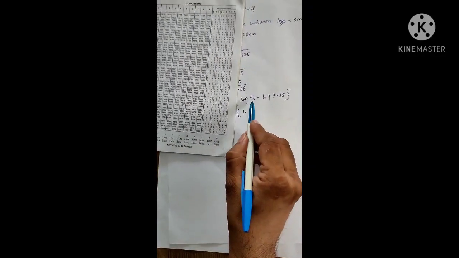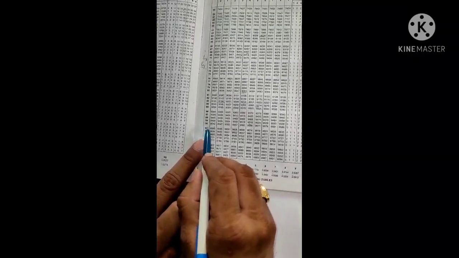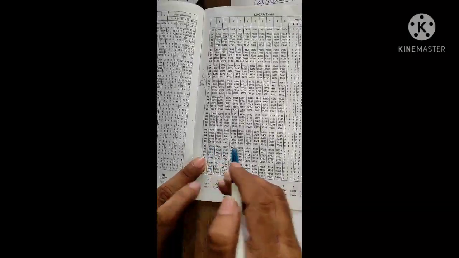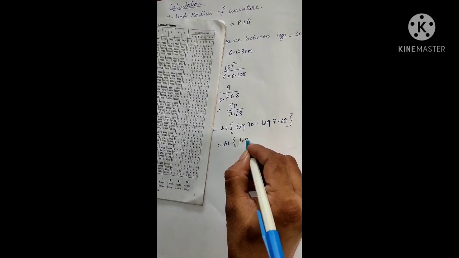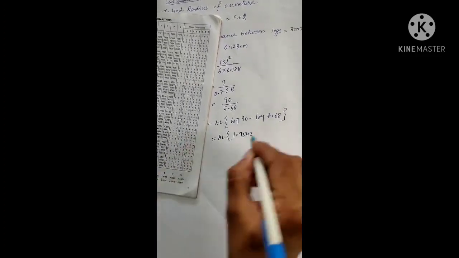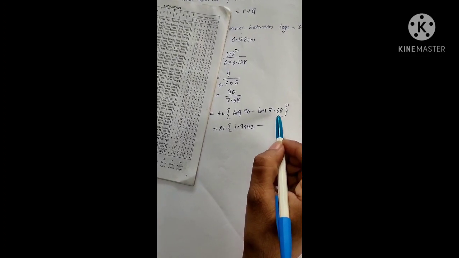Now the number here is 90. Go straight to the 0 column of 90, and the 0 column of 90 is 9542. Now the log of 90 is 1.9542 minus, now the second number is 7.68.